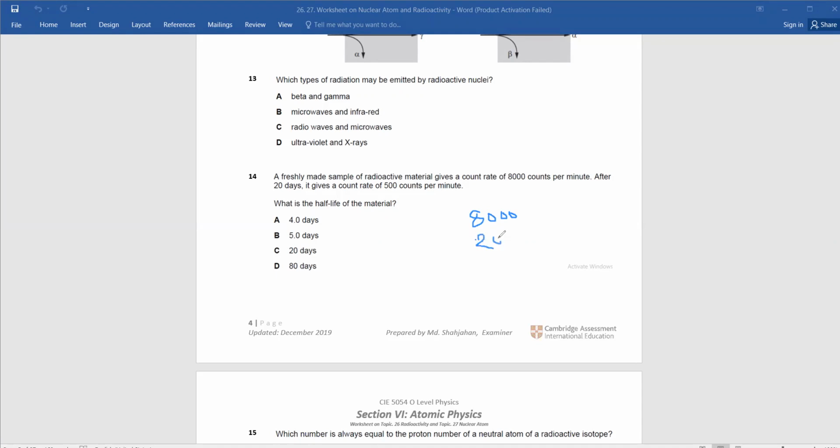Listen. In your copy, you write this way. MCQ 14. This is the way to write. 4,000 was missed. Then 1,000, then 500. Here we have 4,000 missing. So how many half-lives? 1, 2, 3, 4 half-lives. 4 half-lives is 20 days, right? Then 1 half-life is 5 days. You understand it?